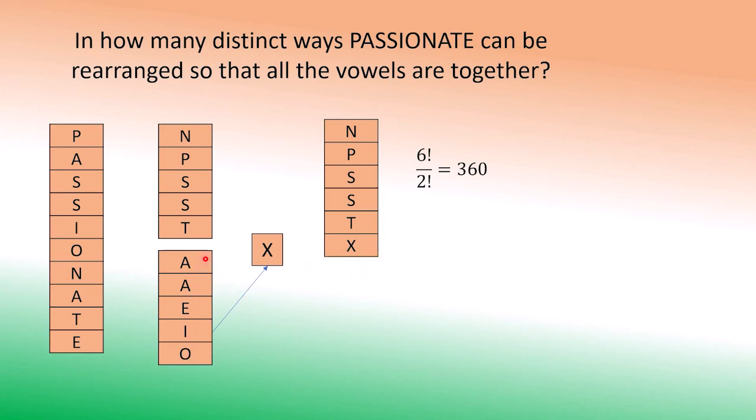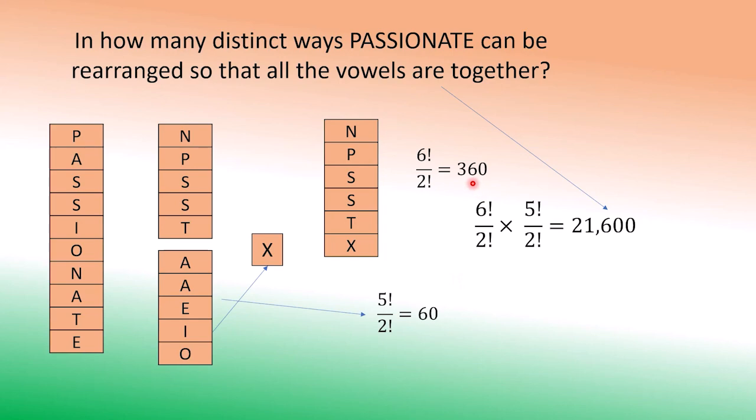So in how many ways can we organize these ones? And that simply will be 1, 2, 3, 4, 5 divided by 2. 5 factorial divided by 2 factorial, 60. So these ones can be organized in 360 ways. But within these ones, this can be organized in 60 ways. So total will be now, there we are, this one times that one, that will be 21,600.